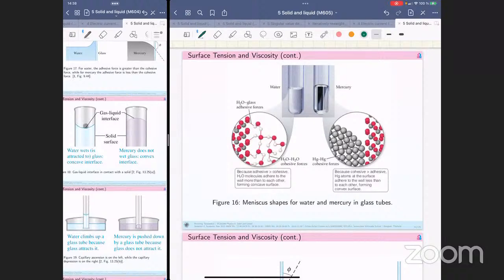Upturned and downturned. This is the ending point of the mercury inside the capillary tube. That's what we could observe from the experiment in the laboratory. What is the reason behind that? Why do we have this shape?